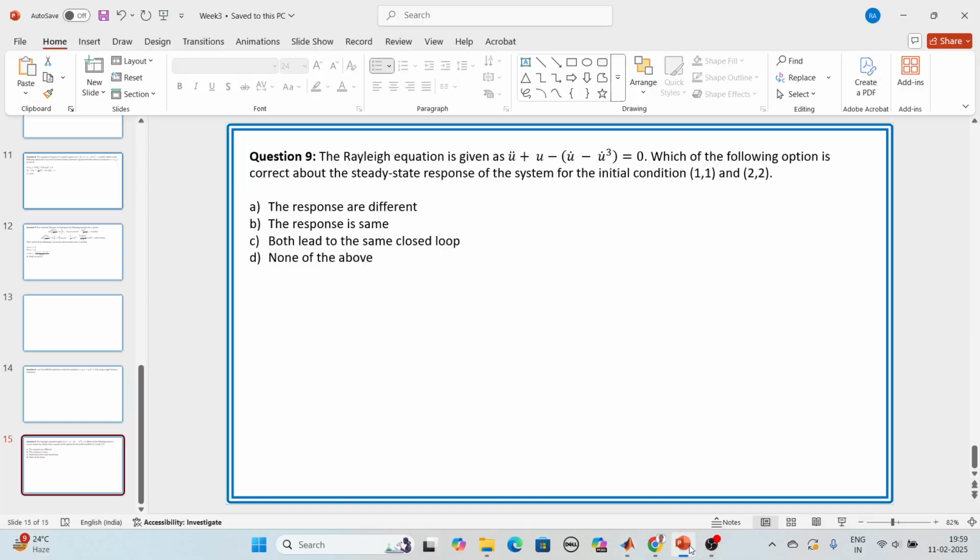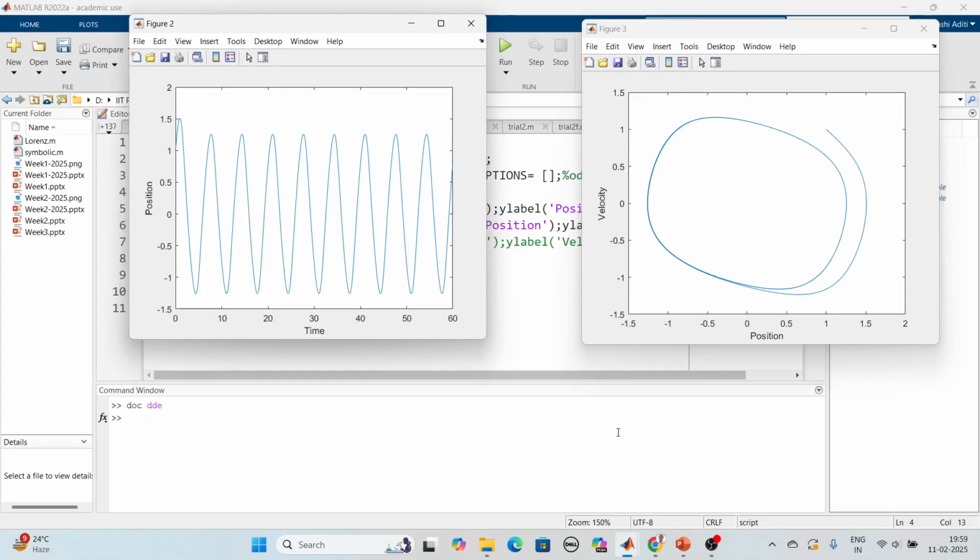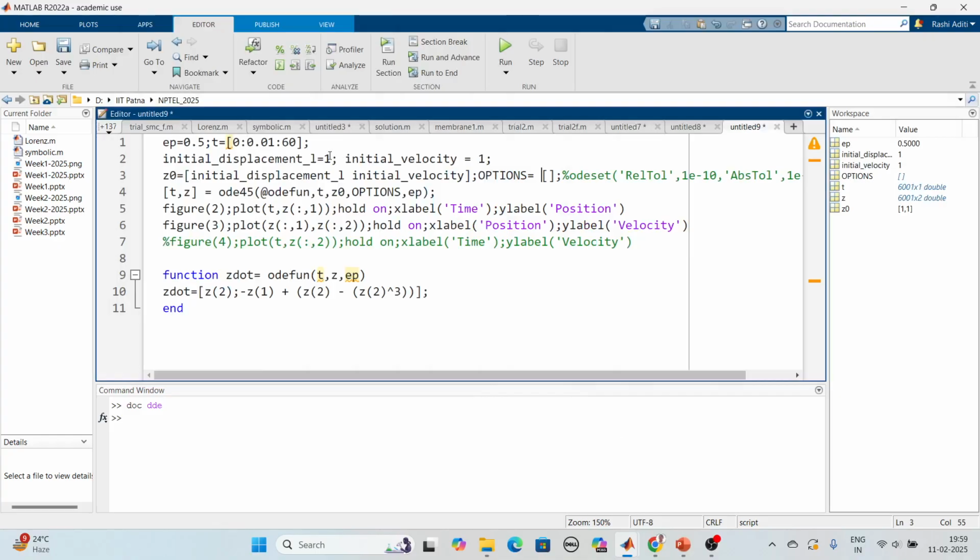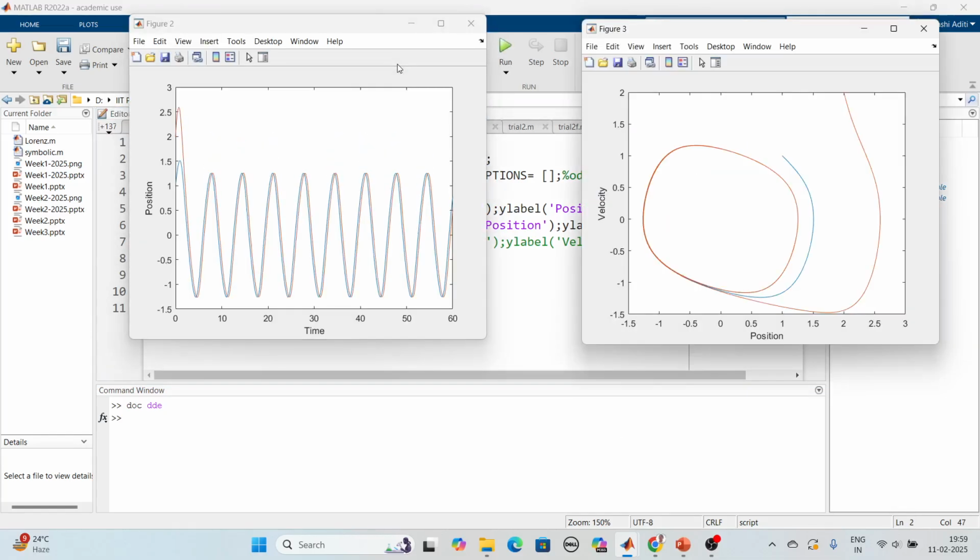Now if we see the other initial conditions, we have 2 comma 2. So we'll just write 2 over here and 2 over here and run. Now see, what can you see? Despite having different initial conditions, the response is coming to the same phase plot. However, for the time response, there is a phase lag, but the amplitude is the same for the oscillation. The frequency is also the same.